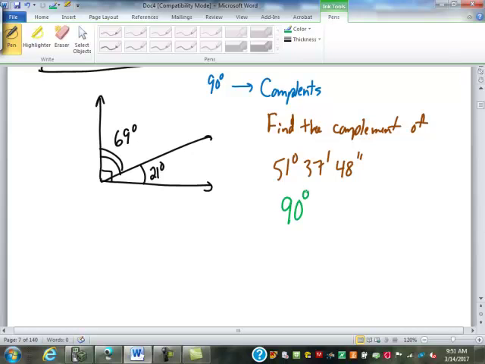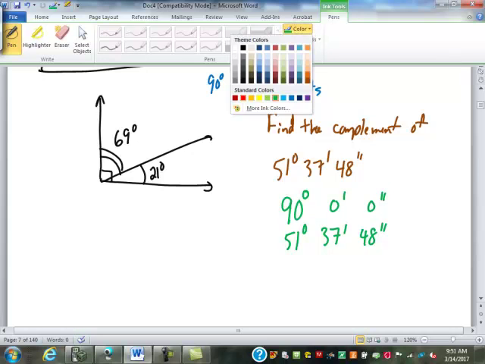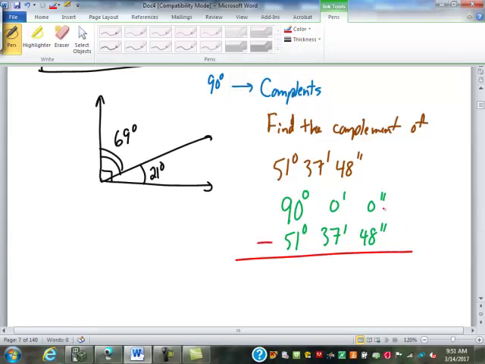Subtract that from 90 degrees. Now we have to line up the degrees. There are no minutes or seconds to line up with, so what are we going to do? Put in zeros. Very good. We are subtracting 0 minus 48.